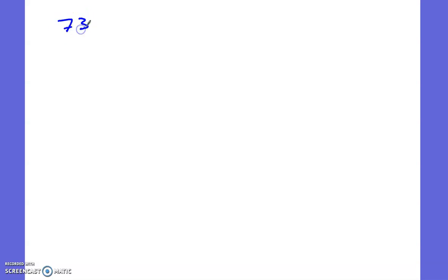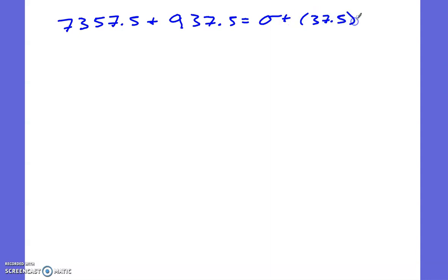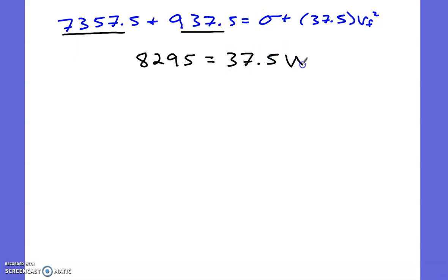So I have 7,357 and a half plus 937 and a half is equal to 0 plus 37 and a half times VF squared. Now we can combine these two numbers, and when we do, we get 8,295. On the other side, the 0 just goes away, and we're left with 37 and a half times VF squared.